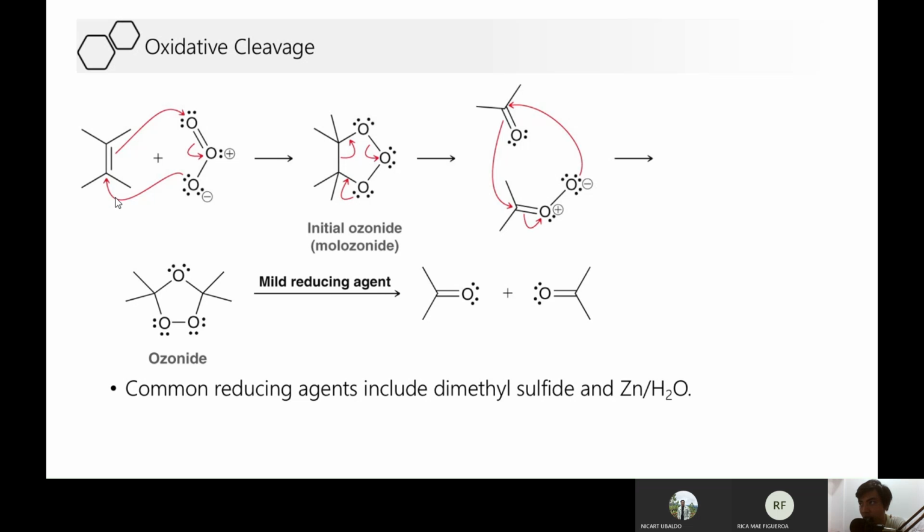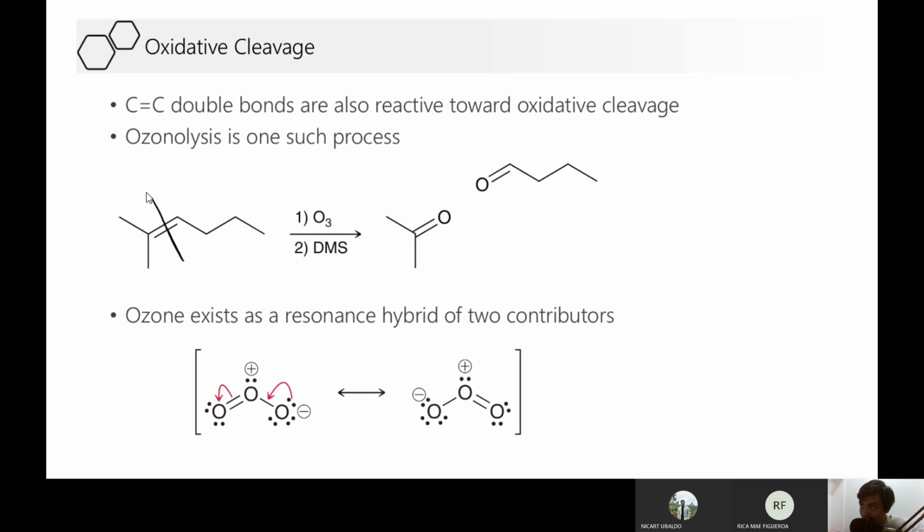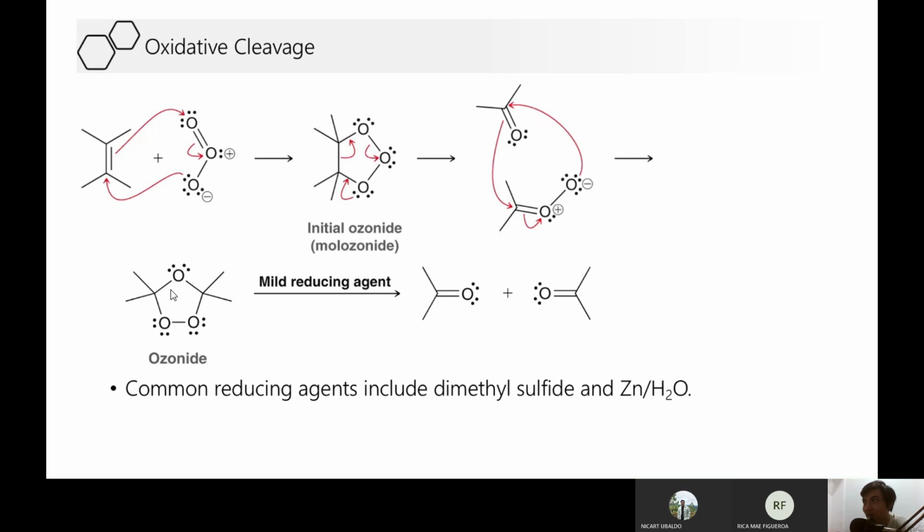That's why, when I see this, instead of drawing all of that, I just cut the double bond. It's better when you're using a pencil, because you're answering on paper. During our time, I would draw the molecule, erase the double bond, and put an oxygen. Done. Rather than drawing all that, right? So, our intermediates here are the molozonide and the ozonide. Then, these will be turned into our products with mild reducing agents such as the following: dimethyl sulfide, (CH3)2S, and zinc in water.